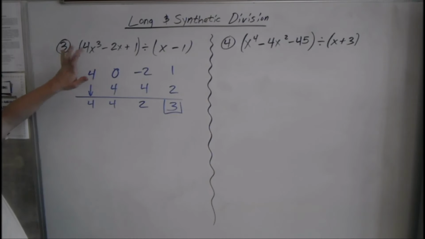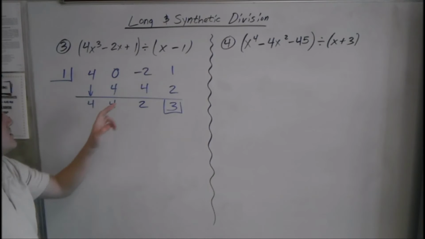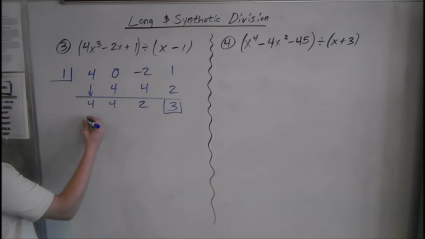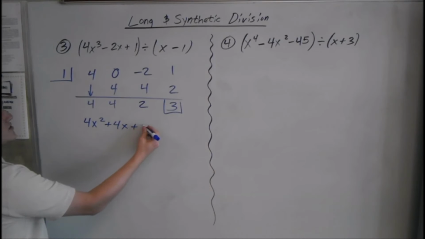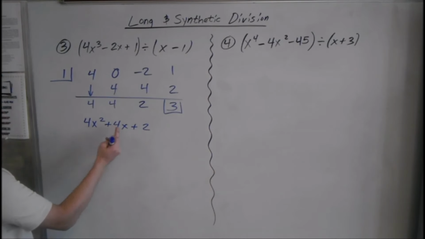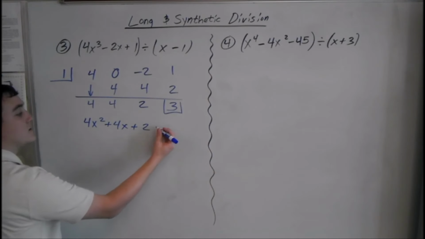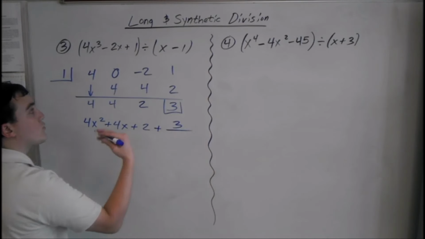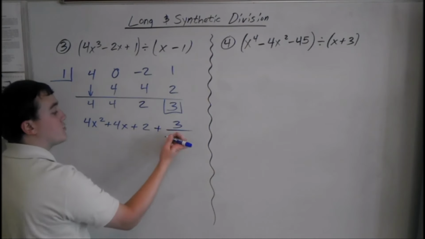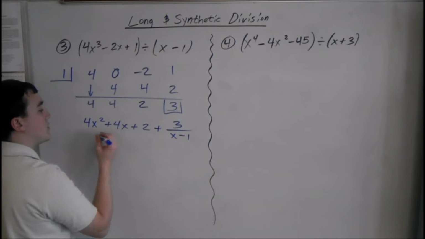Now, notice this is x cubed. And since we took away 1x, we're going to start out with x squared here. So it's going to be 4x squared. This is positive 4, so plus 4x, positive 2, plus 2. And you're just dropping down 1x at a time. So it's going to be x squared, then x, then the constant. Then a remainder: plus the remainder, 3, over whatever it is that you're dividing by. We're dividing by x minus 1. So that would be our answer here.